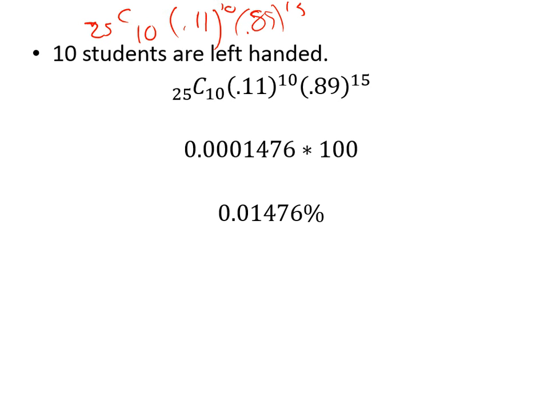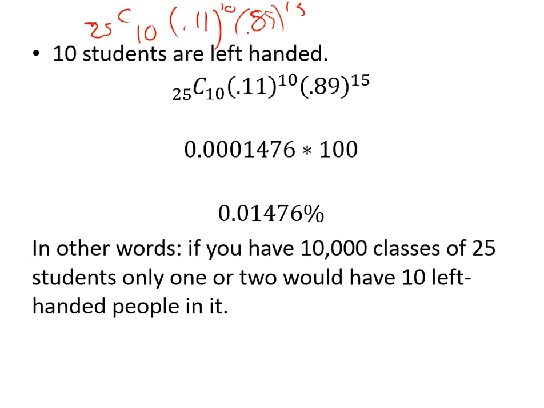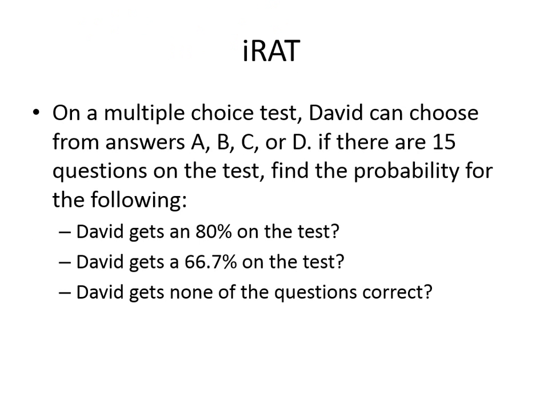Okay, so it's about 100th of a percent, which basically means, in other words, if we had 10,000 classes of 25 students, there would only be 1, maybe 2 of them that would have 10 left-handed people in it. Maybe. And again, this is the probability that it does occur. You could have more, you could have none of them, but in theory, if you have 10,000 classes of 25 students, 1, maybe 2 of them would have 10 left-handed people in it. Okay. All right, your IRAT.